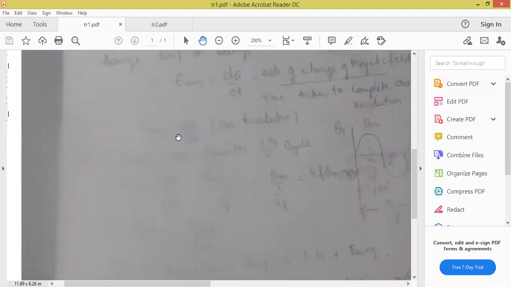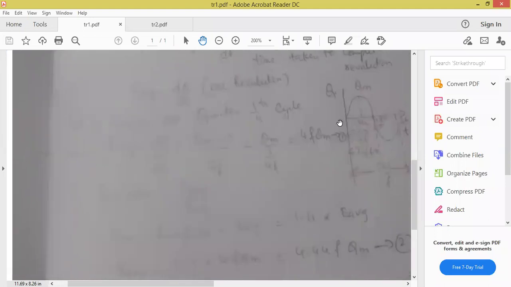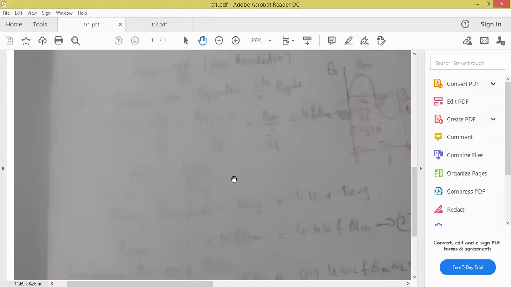So what is the derivation? E average equal to d phi by dt. d phi means the change in the magnetic flux, the highest value minus the initial value. The highest value is phi m, the initial value is 0, and dt is the change in time during one quarter cycle only, so 1 by 4f. Is it clear, anyone? This particular part? Yes, sir. Okay, of course there is certain clarity missing out. We'll see. Now you see, all of you.